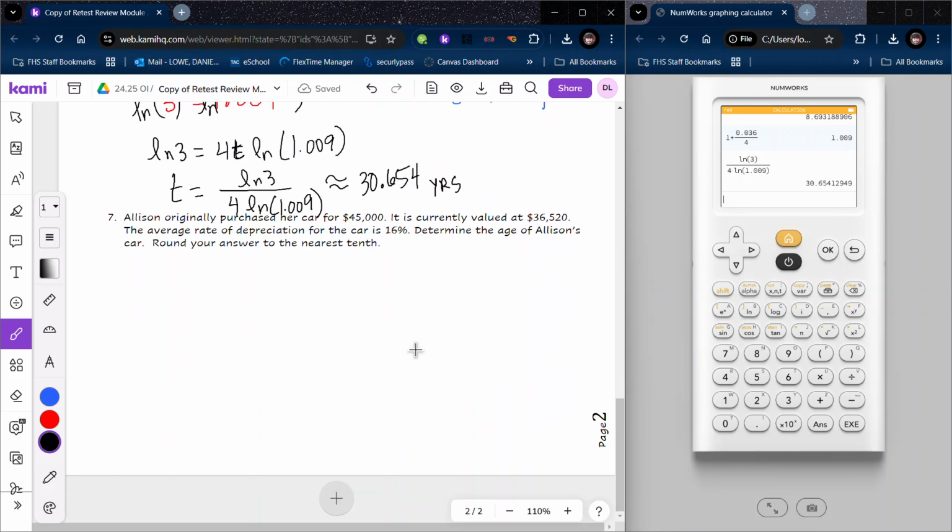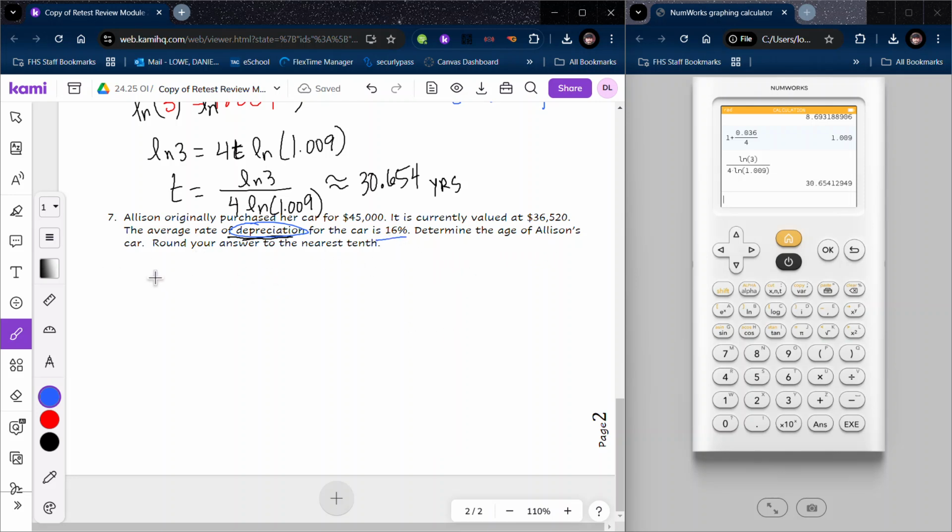Okay. Continuing, Allison originally purchased her car for a given amount. It's currently valued at a given amount, with an average rate of depreciation. So I'll notice now this is with depreciation, right? So value's going down, at 16%. Determine the age of Allison's car, right?